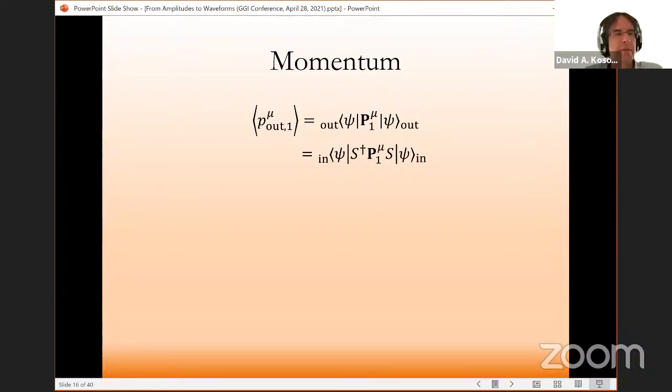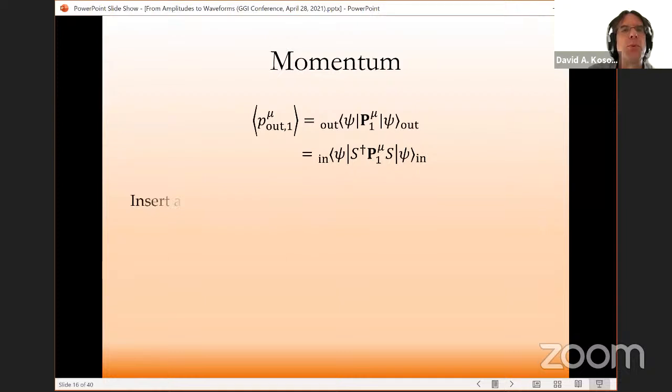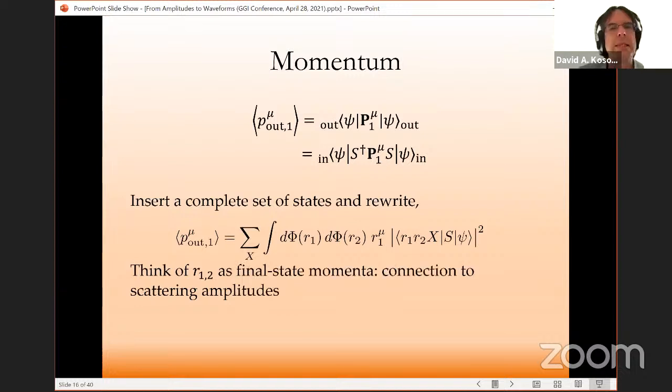On the other hand, we have a physical theory and it gives us an S matrix. Here we want to think of the S matrix as being the evolution operator from the distant past to the distant future. So we can write the out state as the S matrix acting on the in state. That allows us to write the final momentum in that form. If we want to, we can put in a complete set of states and rewrite it. So we now have a phase space integral over R1 and R2, which here are the quote intermediate states, but in reality, you should be thinking of them as final state momenta. So that's how you have a connection to scattering amplitudes. You have some sort of integral over a square of the scattering amplitude.